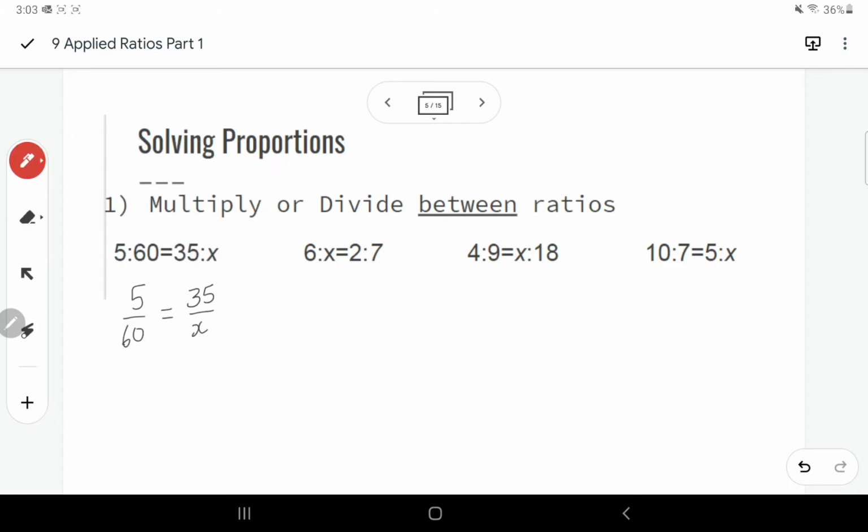So basically, I want to figure out what I multiplied by in the first ratio to get to the second ratio. Here, I went from 5 to 35. I got bigger, so I know I would have done a multiplication. And 5 going up to 35, that's times 7. So in the bottom, to figure out what x is, I would also have to do times 7. Just to note, 60 times 7 is 420. So that means x equals 420. So I'm multiplying across there.